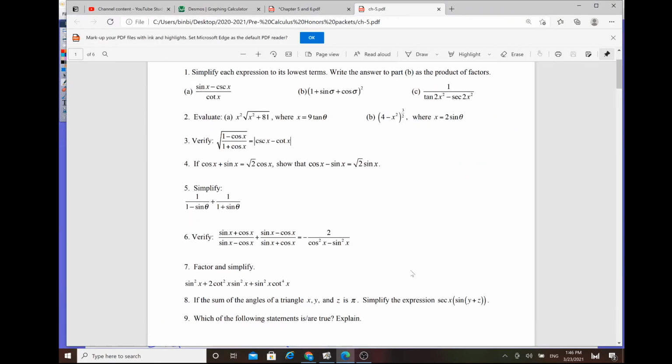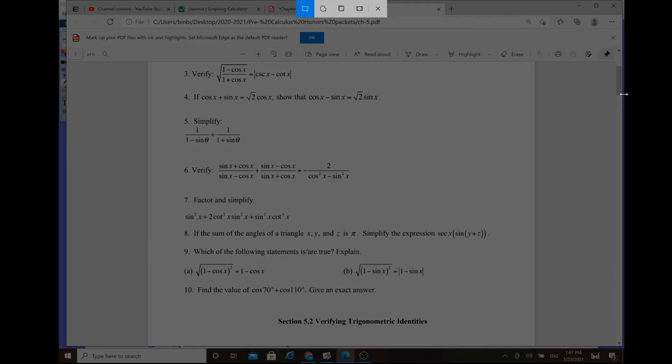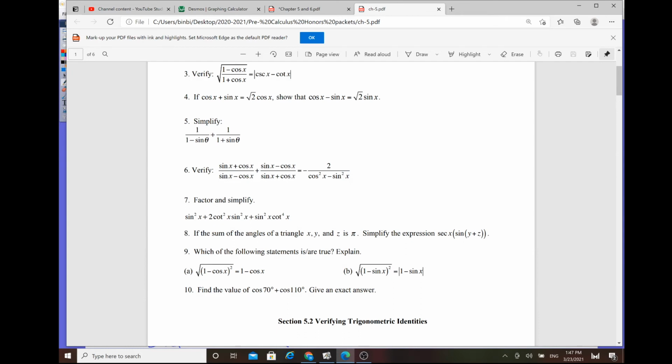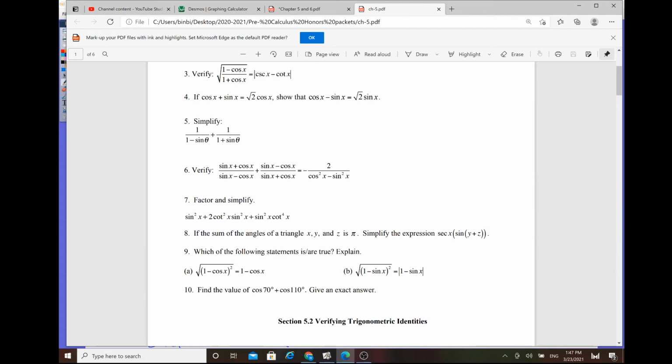Okay, so now let's see what else. What about something that's considered challenging, like this one right here? Okay, we'll look at that. So verify: sine of x plus cosine of x over sine x minus cosine x, plus the opposite, equals negative 2 over cosine square of x minus sine square of x. Okay, so let's put it right here.